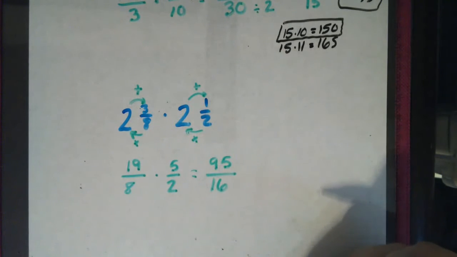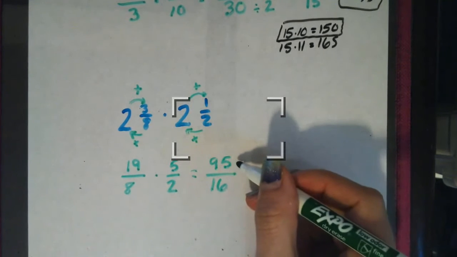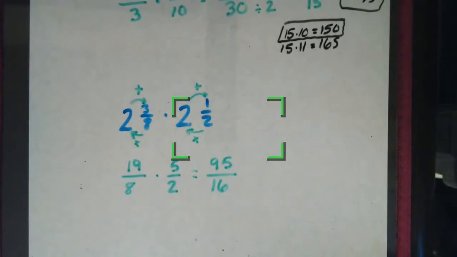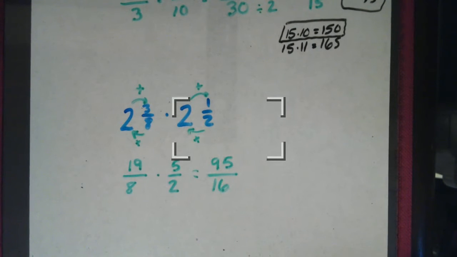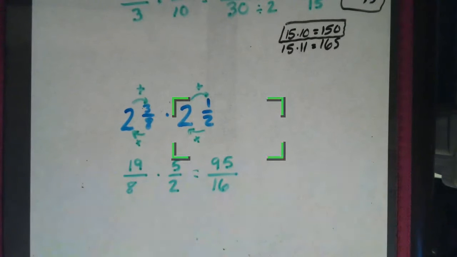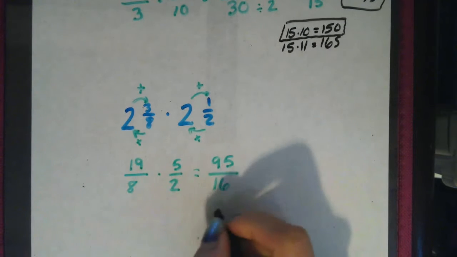I'm going to try to reduce this, but 95 doesn't divide by 2. Neither of them divide by 3. 95 doesn't divide by 4. 16 doesn't divide by 5. Neither of them divide by 6. Yeah, I'm not getting anywhere. So let's try to see what this looks like as a mixed number. So let's see how many times 16 goes into 95.